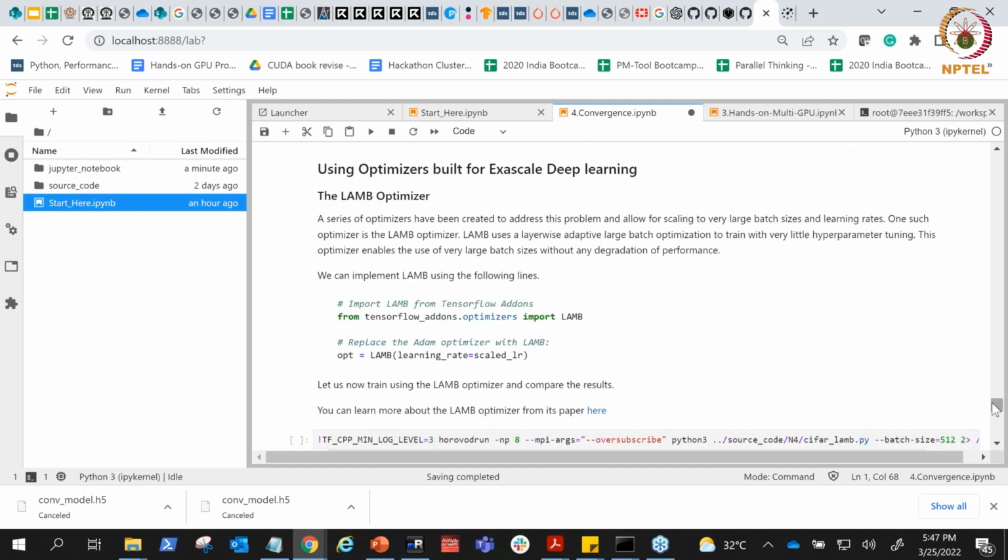Last but not the least, I also talked about the usage of different kinds of optimizers which are meant for these kinds of higher levels of scaling. Like here, there is a different optimizer which is called the LAMB optimizer, which uses layer-wise adaptive large batch optimization to train. And it is well known because it requires very little hyperparameter tuning, which is very good, and you can enable very large batch sizes without having to degrade any performance.